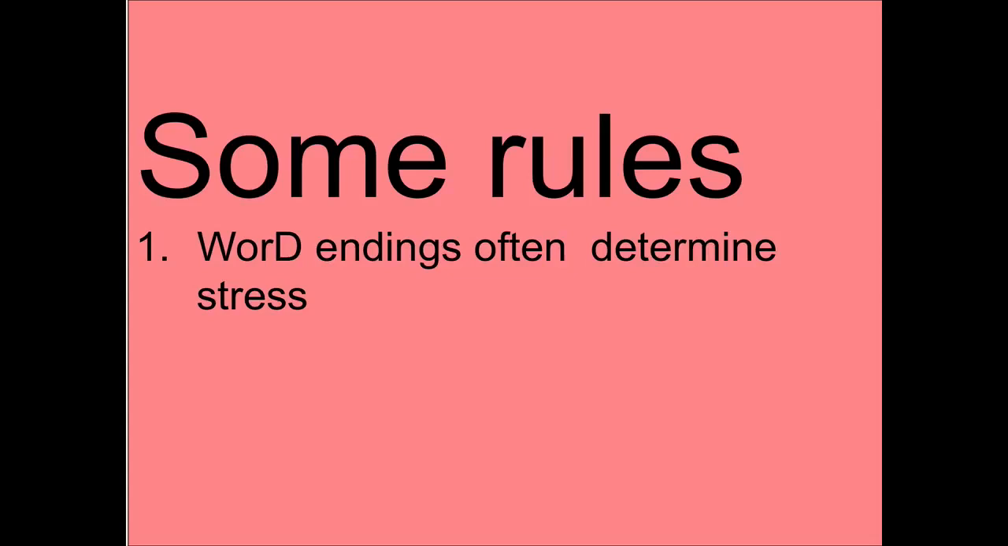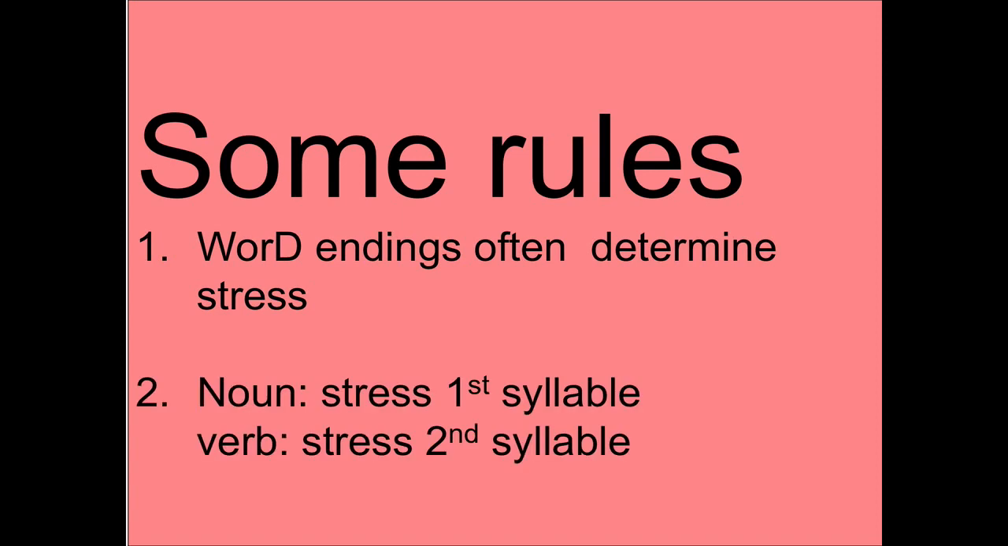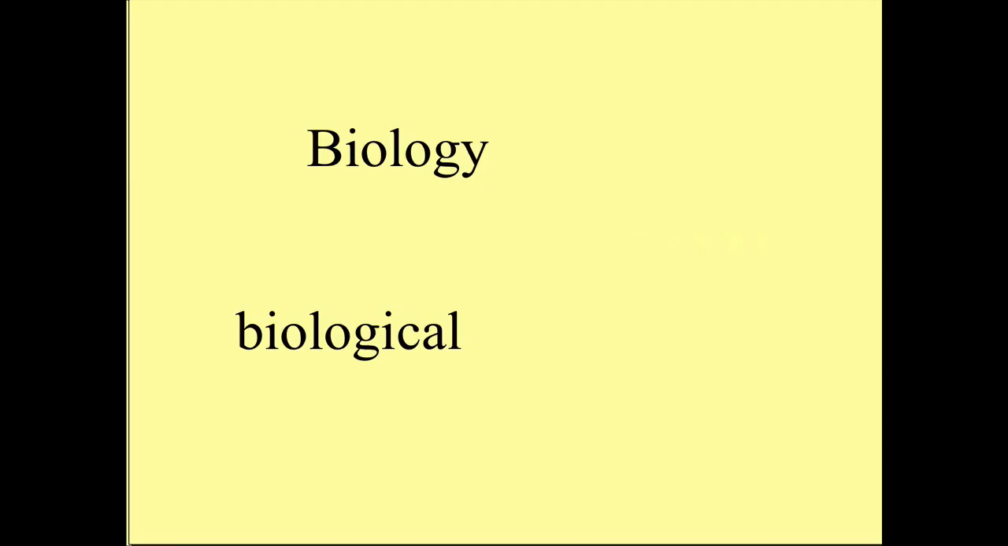Welcome back. Let's look at two important rules that determine word stress. Firstly, word endings often determine stress. Secondly, for some words, if it's a noun, stress the first syllable. If it's a verb, stress the second. Now, what do you notice about these groups of words? Listen, biology, biological, photograph, photographer, photographic. The stress changes according to the end of the word.